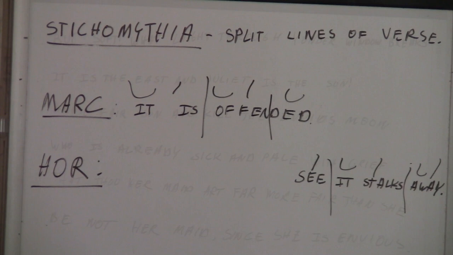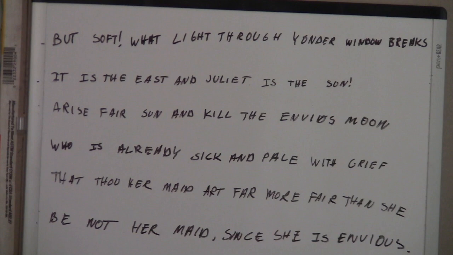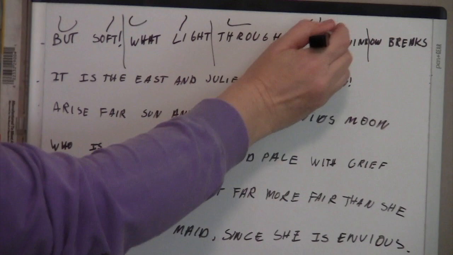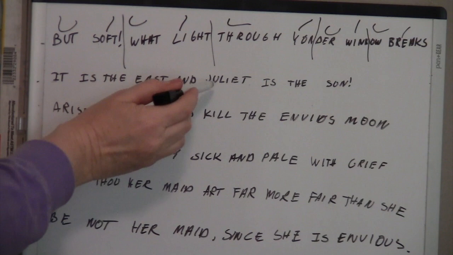Here we have Romeo's famous speech. But soft, what light through yonder window breaks. So let's go ahead and scan this. But soft, what light through yonder window breaks. It is the east and Juliet is the sun.